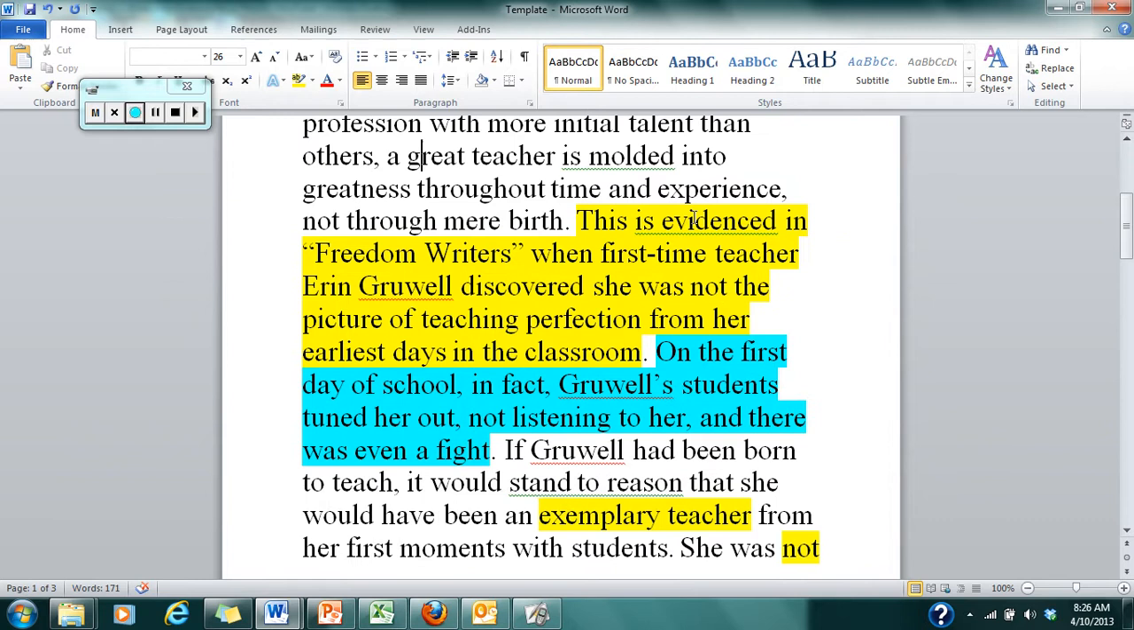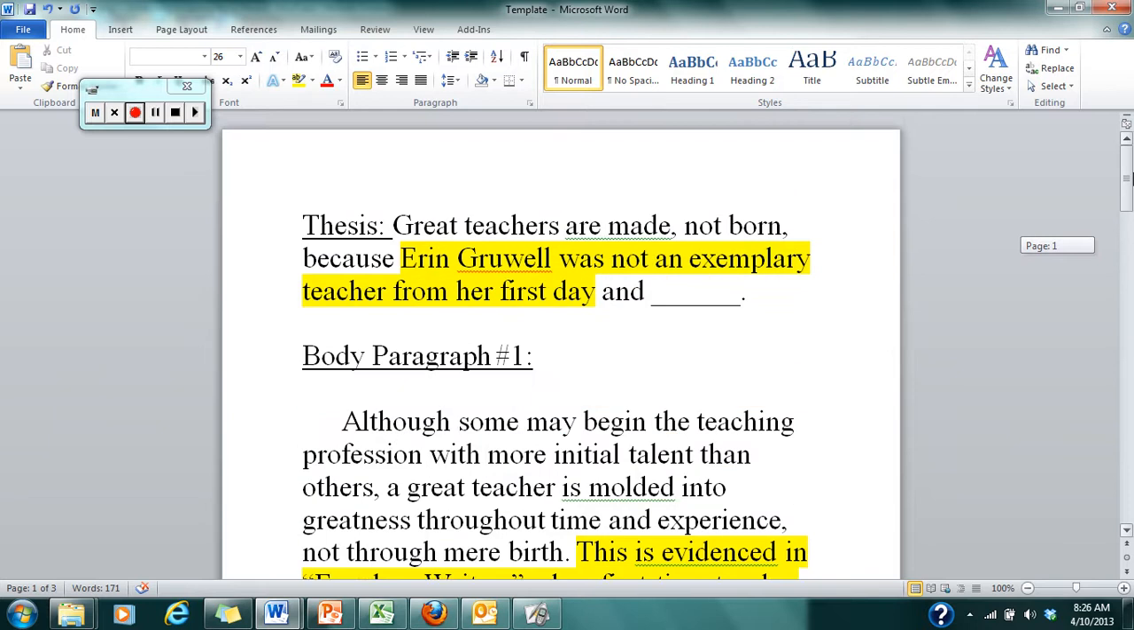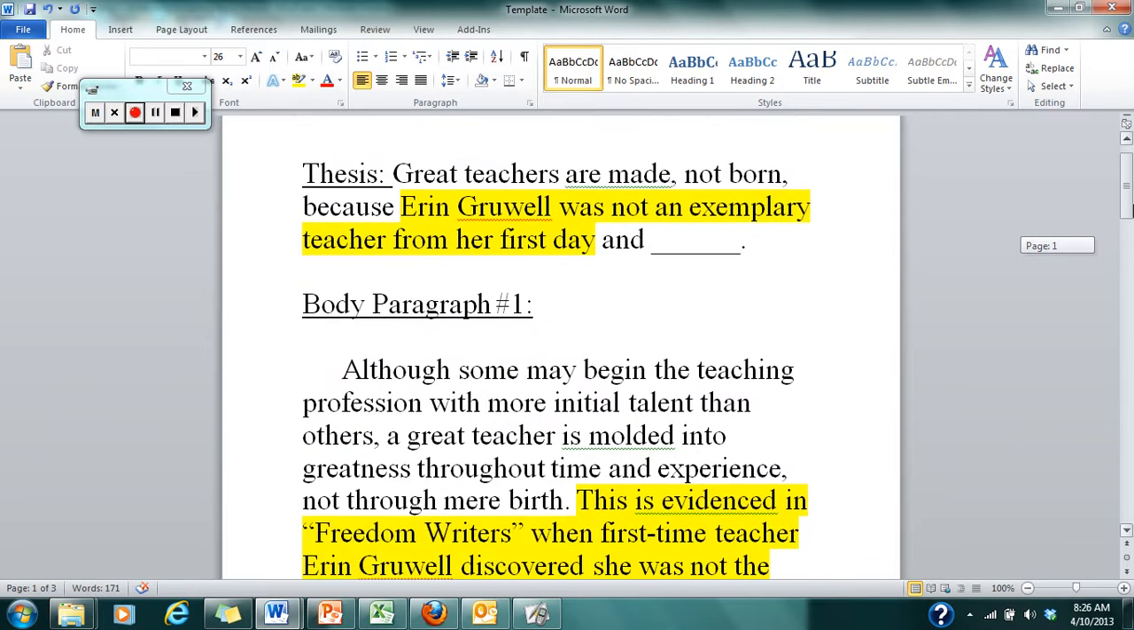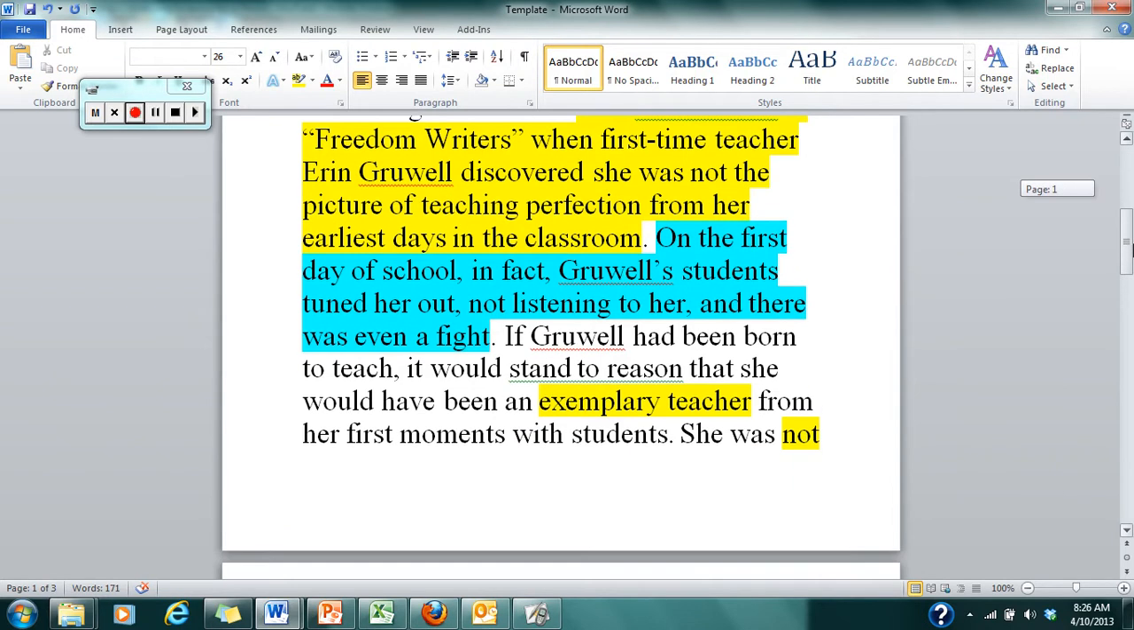Highlighted in yellow here, the next sentence, this is my thesis prong. This is evidenced in Freedom Writers when first-time teacher Erin Gruwell discovered she was not the picture of teaching perfection from her earliest days in the classroom. So, worded a little bit differently, that's my first thesis prong. Now I need to introduce my first piece of evidence to prove that. On the first day of school, in fact, Gruwell's students tuned her out, not listening to her, and there was even a fight. So there's my piece of evidence directly from the text, or in this case from the movie.